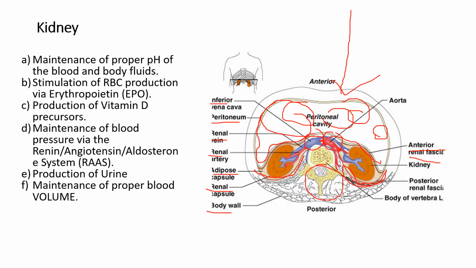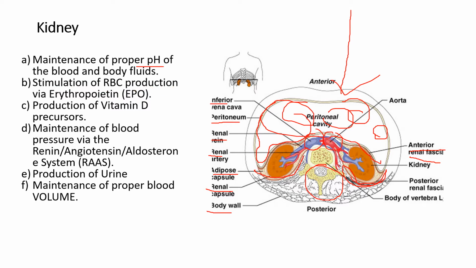Okay, so now what are the functions of the kidney? Basically, there's a lot of functions, mostly associated with your blood, right? And there's maintenance of the pH of the blood and other body fluids. Here's a good one, erythropoiesis, which is the stimulation of red blood cell production through a hormone called erythropoietin, EPO.